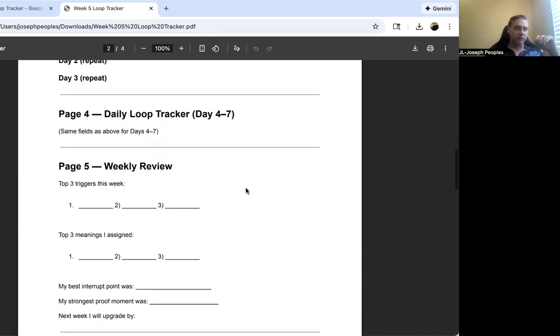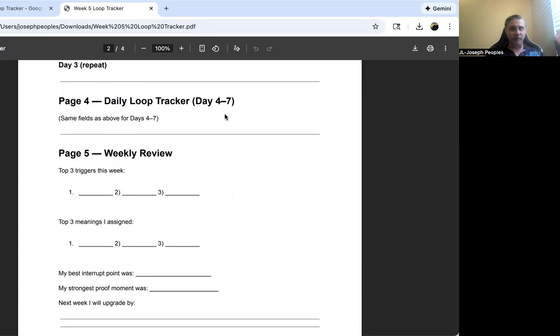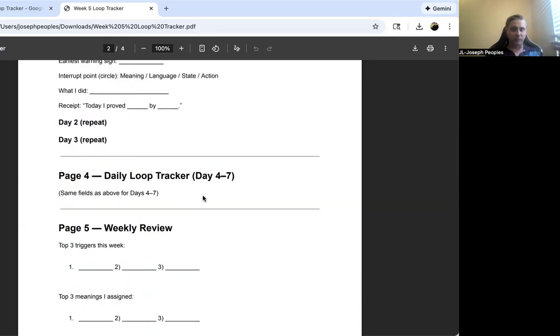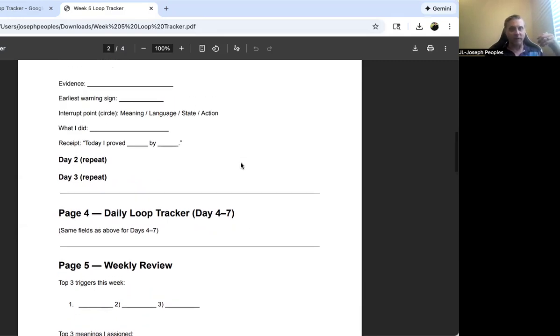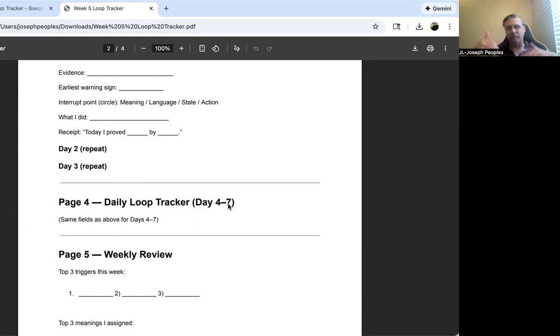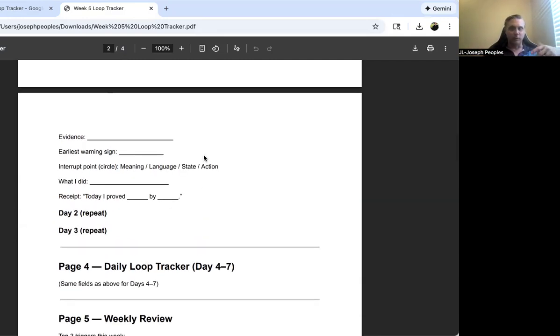Now, page 4 has the same fields as above. So it's the same thing. This is actually a 7-day exercise. I didn't do all 7 days because you can put this on your computer, or you can print it out, whatever you want to do.